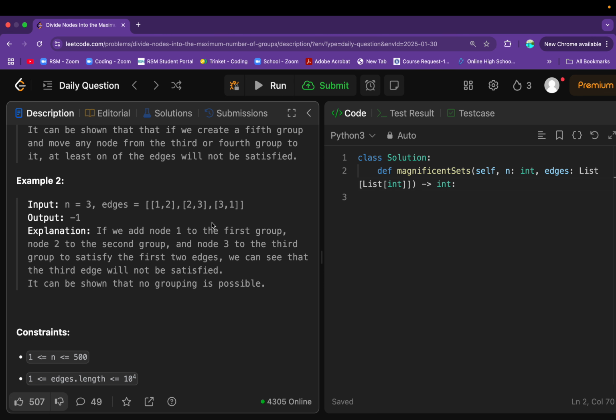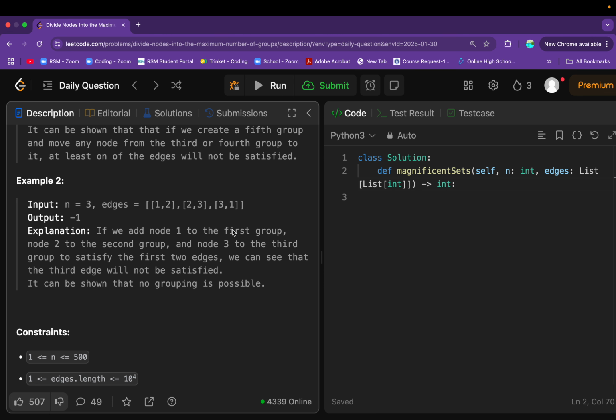It is impossible to even form any groups, because let's just think about it. We see that 1 is connected to both 2 and 3. So assume we have a group 1 and we add node 1 to that first group. Okay, fine. According to our criteria, we can still add node 2 to the second group, and then we can add node 3 to the third group. That would satisfy the first 2 edges, sure, but then that wouldn't satisfy the third edge, with 1 and 3, because 1 would be in the first group and 3 would be in the third group.